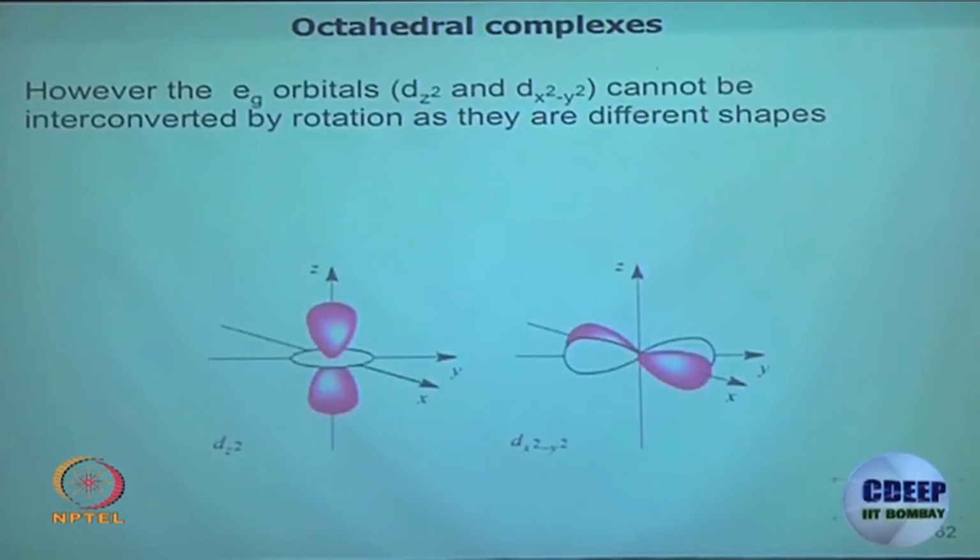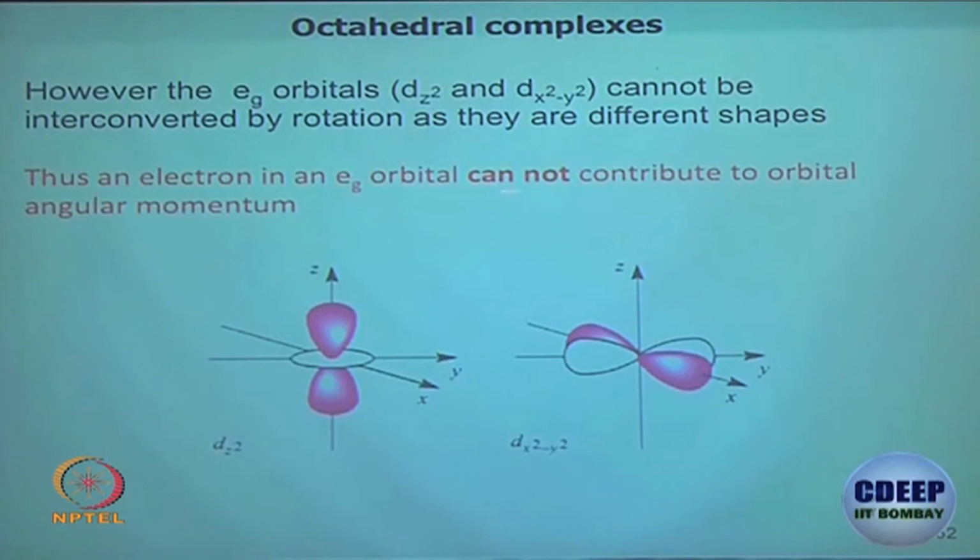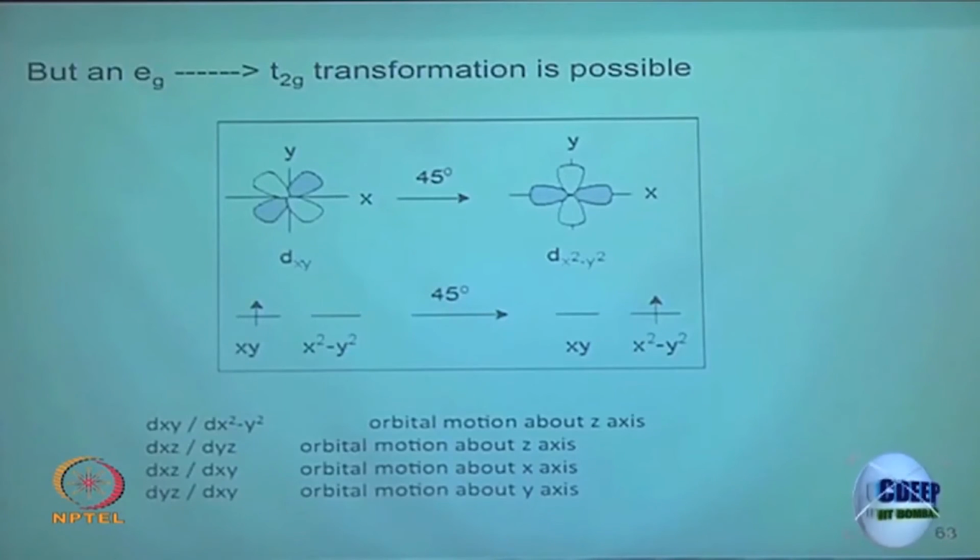You should be able to do that. You just take a piece of paper and rotate it by how much angle you are rotating. You should be able to do it. Now, if you look at the Eg orbitals, you have dz square and dx2 y2. Is any amount of rotation going to give you the interconversion? No. So Eg orbitals cannot contribute to your orbital contribution, right? Eg orbitals cannot contribute to orbital angular momentum, right?